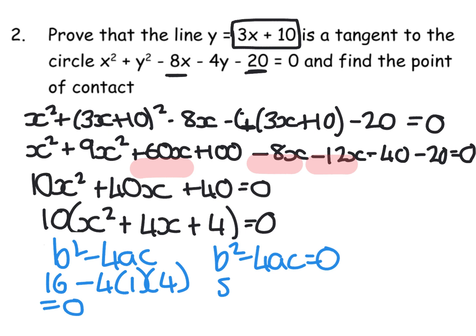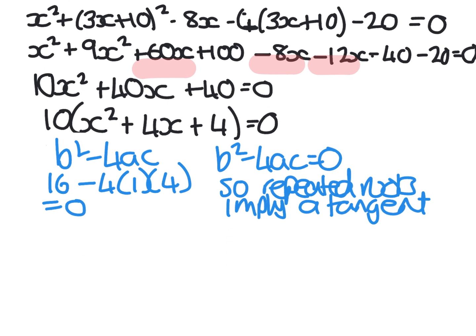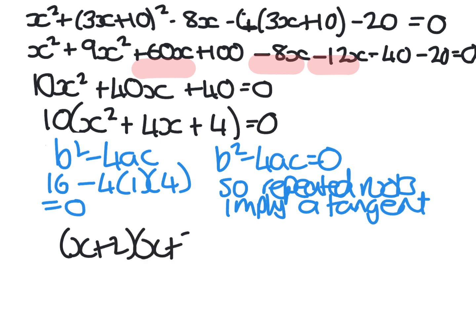so repeated roots imply a tangent. However, you still need to go and find the point of contact, so you're going to have to go back and factorise this thing anyway. So we need to go back and factorise and get x plus 2 equal to 0. So x equals negative 2 repeated.